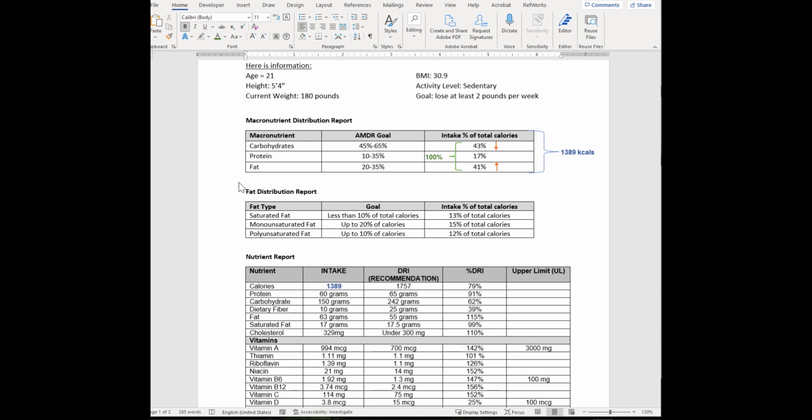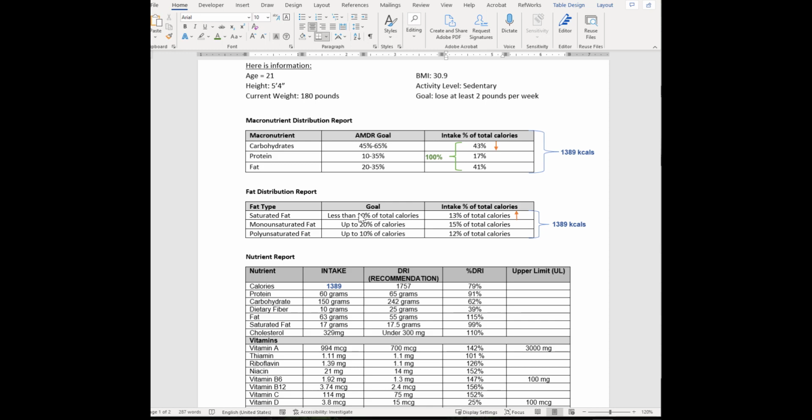The next section of the report that we want to look at is the fat distribution report. So this identifies the breakdown of the type of fats. And we have not discussed the different types yet, but you might identify the names of saturated fat, monounsaturated fat, and polyunsaturated fat. Once again, these, like the macronutrients, are a percent of the total calories. So the goals are listed here in the middle, and we can look at whether or not this individual met the goals. So the saturated fat, 13%, is higher than the recommended amount. The monounsaturated fats are within range, and the polyunsaturated fats are slightly above range.